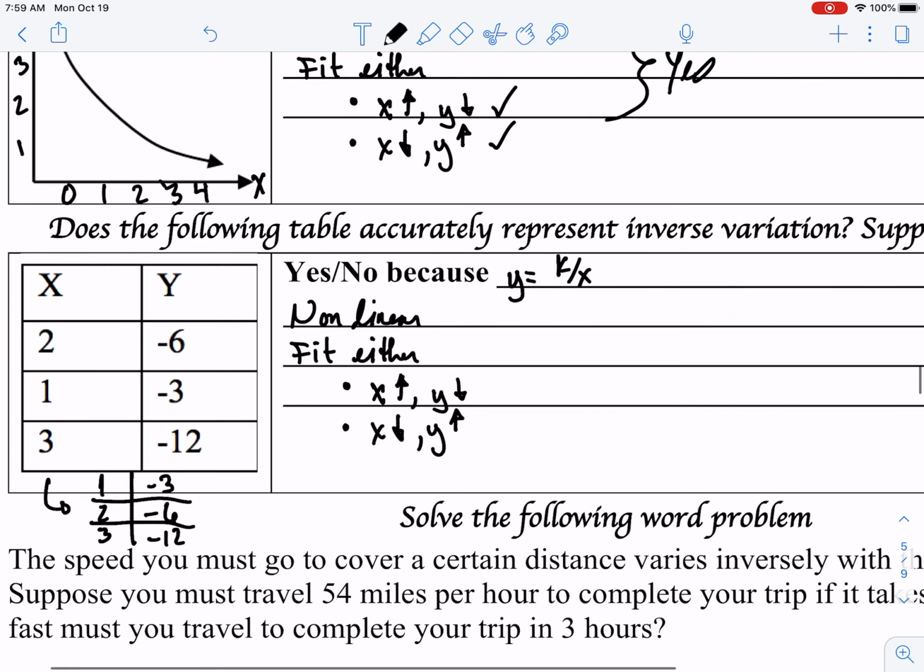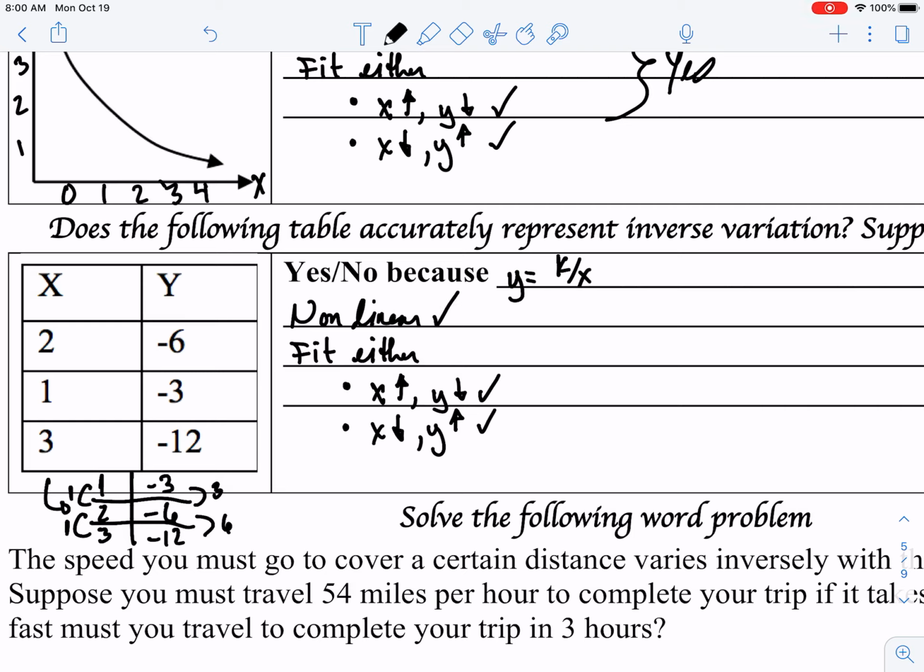Okay, so as X is increasing, 1 to 2 to 3, Y values are -3, -6, -12, so Y is indeed going down. And as X goes down, so 3, 2, 1, decreasing, Y's are getting bigger. Now, going from 1 to 2 is a change of 1. Negative 3 to negative 6 is a change of 3. 2 to 3 is a change of 1. Negative 6 to negative 12 is a change of 6. Because my change is different, I know it's not linear.